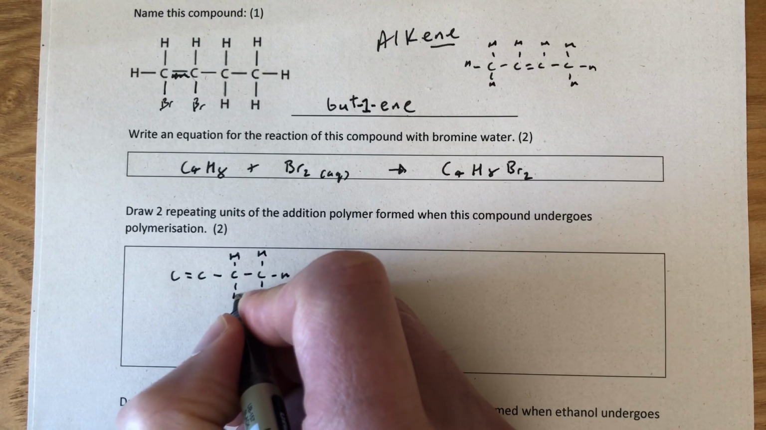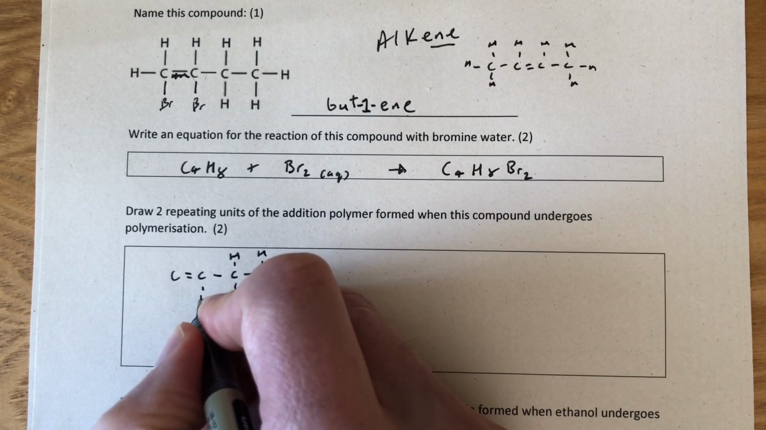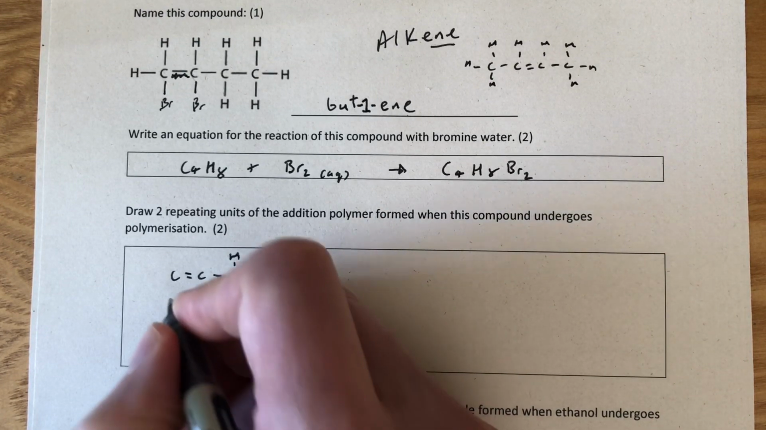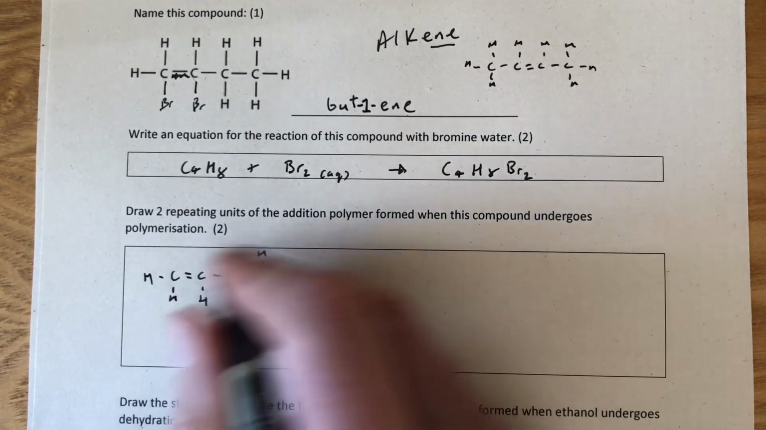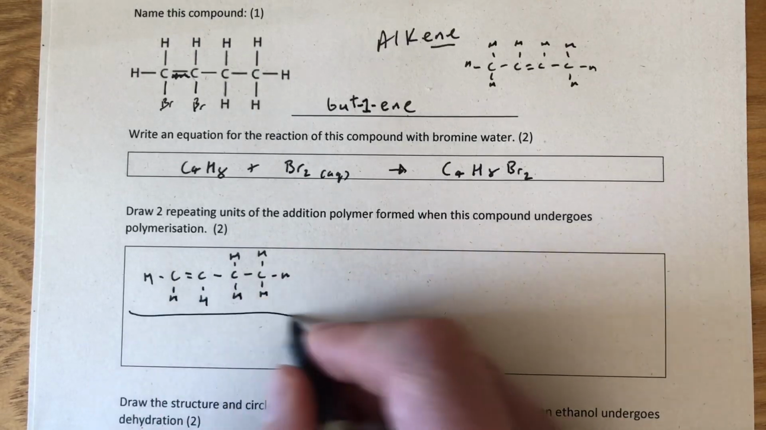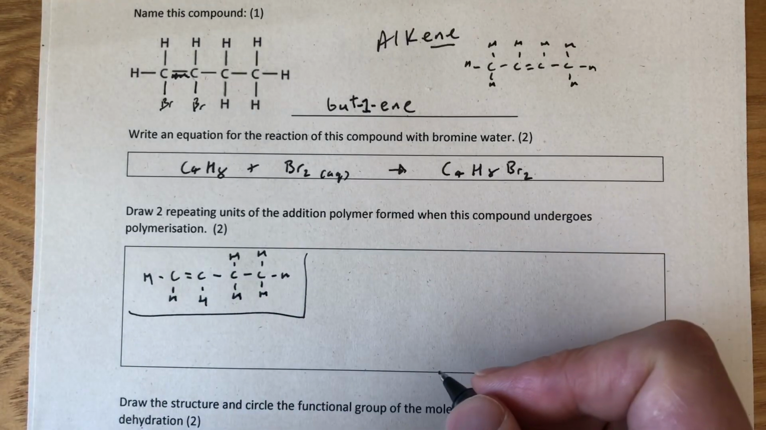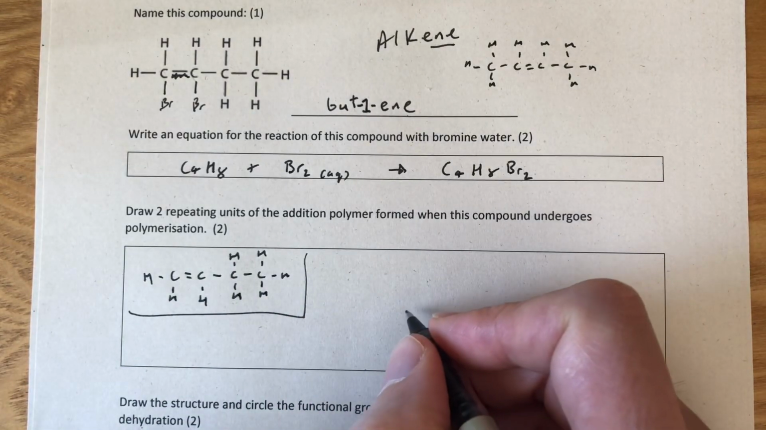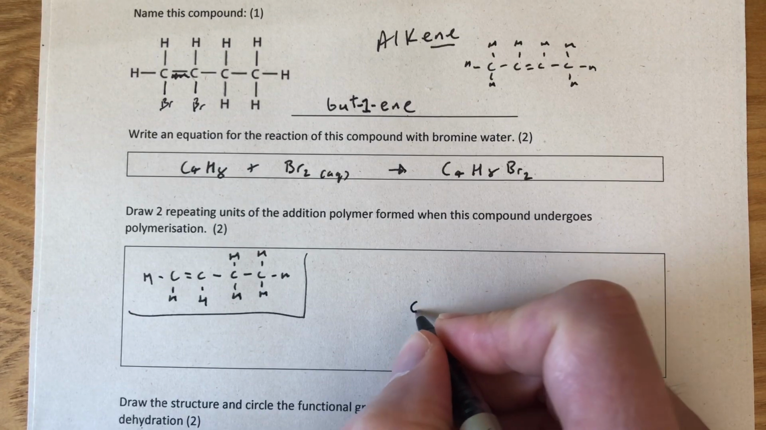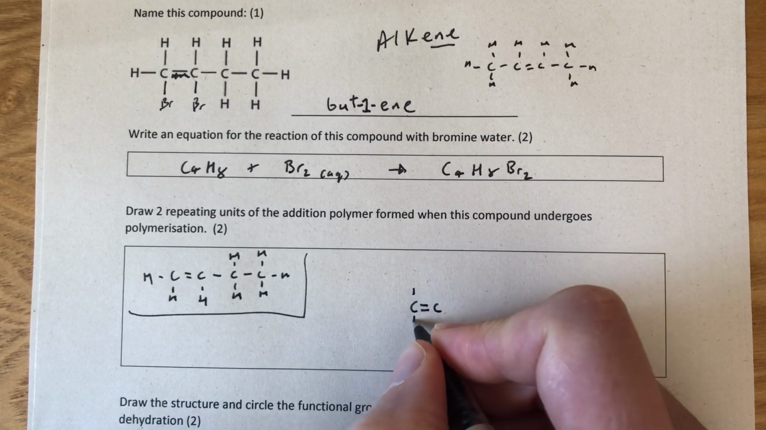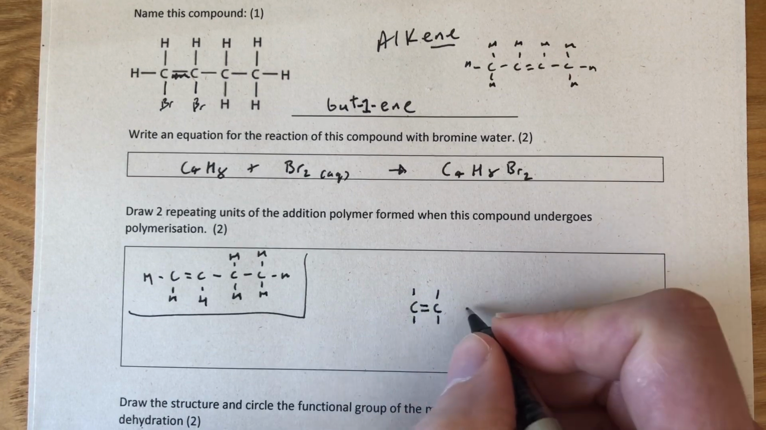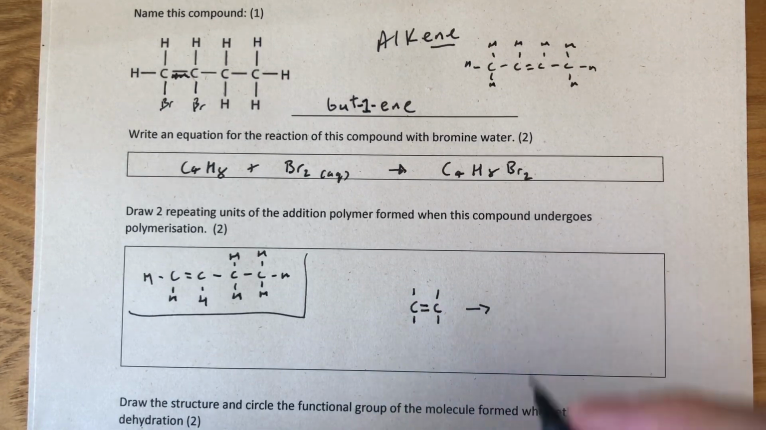What we need to do is draw two of these repeating units when this undergoes addition polymerisation. Right, okay, so let's just box that there for a second. Addition polymerisation has this general equation. It doesn't matter what the addition polymerisation is, it's going to look like this. This is the general equation.